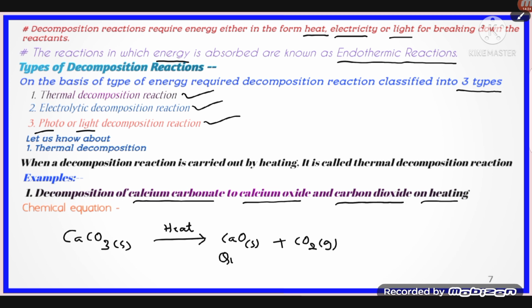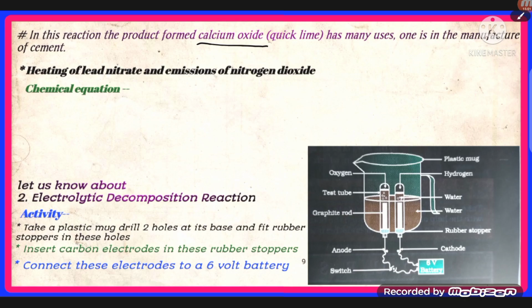Calcium oxide is known as quicklime. Calcium carbonate is known as limestone. In this reaction, the product formed, calcium oxide or quicklime, has many uses. One is in the manufacture of cement.